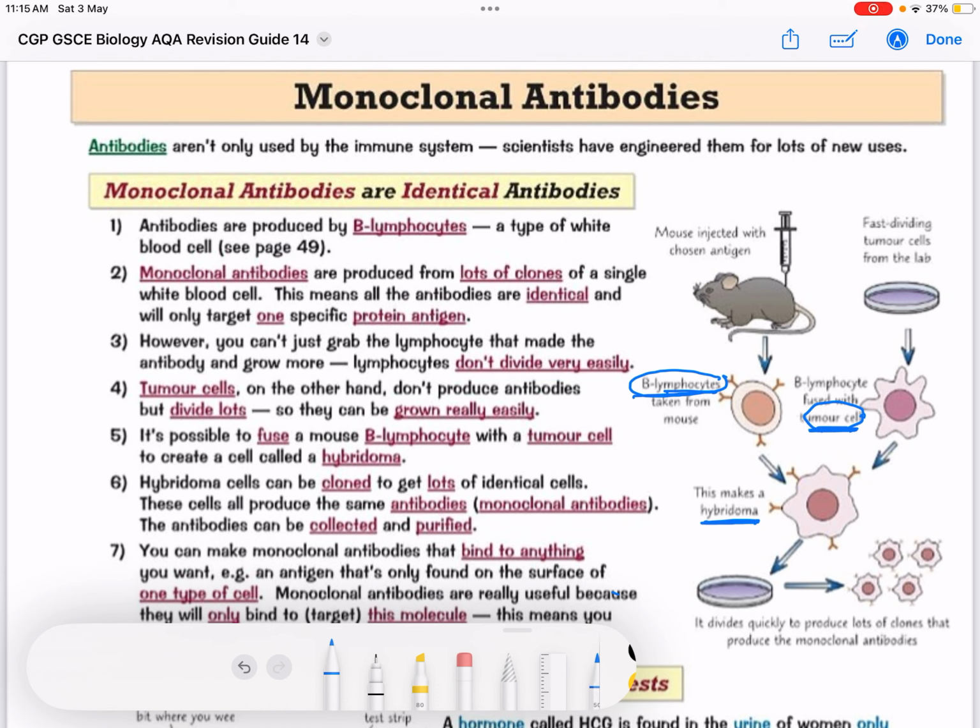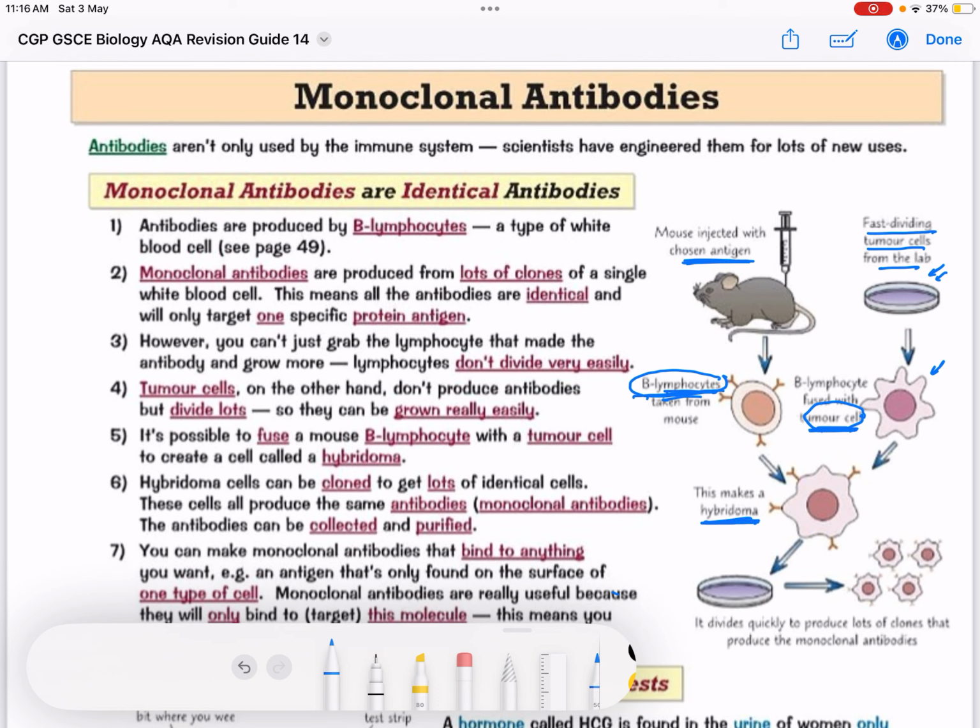So basically, how we do the technique is we inject the mouse with the chosen antigen, the antigen of interest. Now the white blood cells of this mouse, the beta lymphocytes, are already ready to make the antibodies against this particular antigen. All right, and then we get fast dividing tumor cells. We create them in the lab. We get the tumor cell and fuse it with the beta lymphocytes to make the hybridoma.